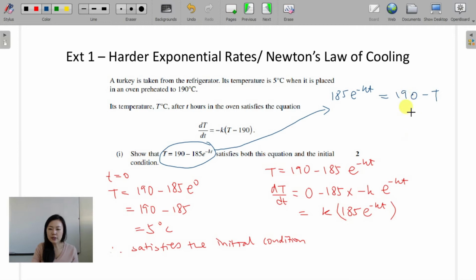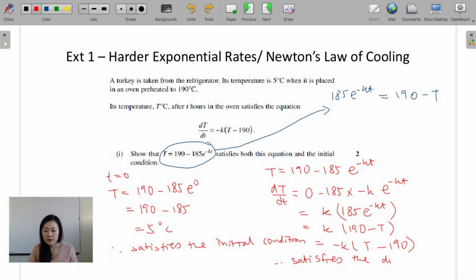Okay, so that's what we're going to shove into here. All right, that's pretty much it. If you compare this, they're not exactly the same thing yet, so just take out the negative and that swaps the numbers. Okay, so therefore it satisfies the differential equation. Sorry, the writing's a little bit ugly there, but that's pretty much it.